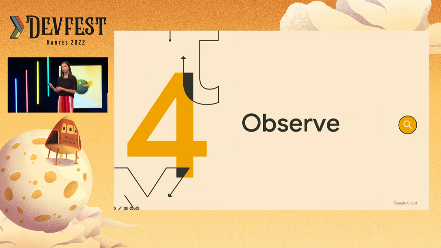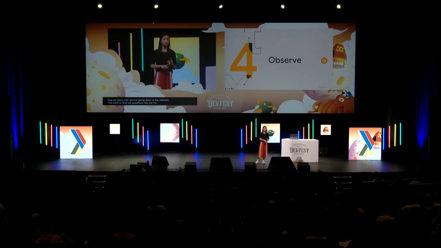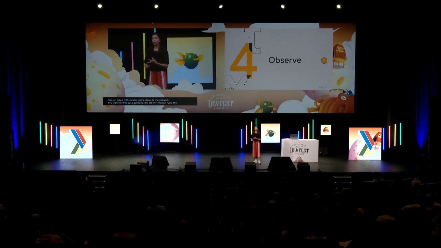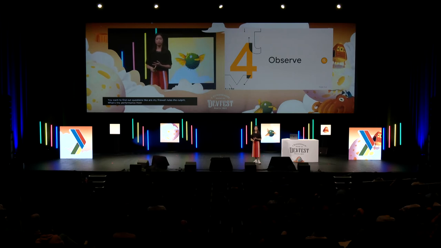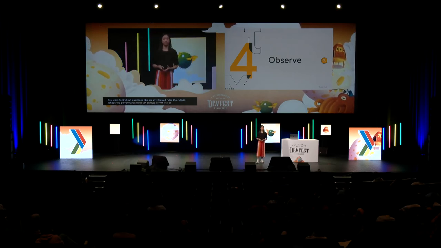And then the last section is observability, because developers typically don't want to go through trace routes and figure out what's wrong. And a lot of the first thing that you look towards when you face an issue with service going down is the network. You want to find out questions like, are my firewall rules the culprit? What's the performance from VM1 to VM2? Or things like, where are my unused IP addresses? So you basically want to optimize your network. And I think now cloud is reaching this point of maturity where we've built in a lot of these capabilities so that it takes that burden off your plate.